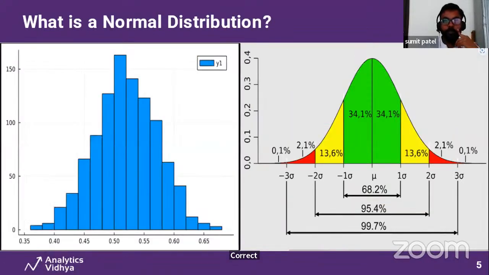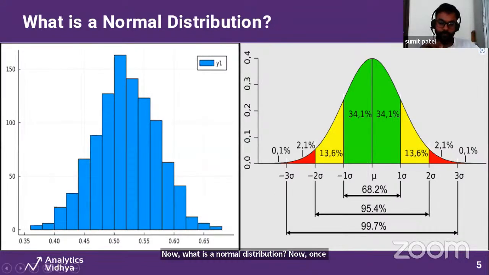Now, what is a normal distribution? Once you create the distribution chart, and you see it is of this shape, it's a bell-shaped histogram. So this is what a histogram is. The distribution that you create is actually a histogram. If you ever see somewhere a Gaussian distribution or histogram, it's more or less the same thing.